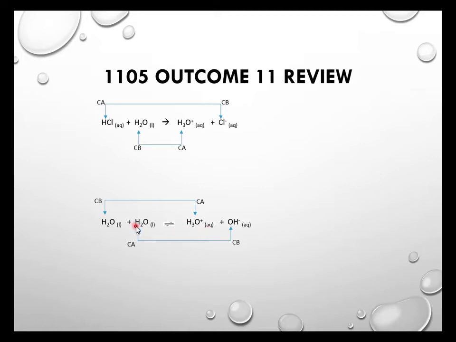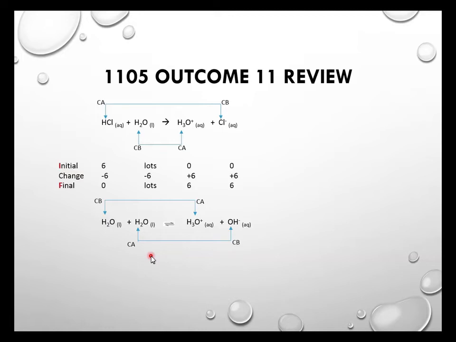Sorry, from this water donates an H plus to this water, and this water becomes OH minus, this water becomes H3O plus. And we've labeled the conjugate acid, conjugate base pairs. This is also a conjugate base, conjugate acid pair. In every case, the acid has one more H plus than its conjugate base. It's a little confusing in the water reaction, but you can review the videos from last semester.